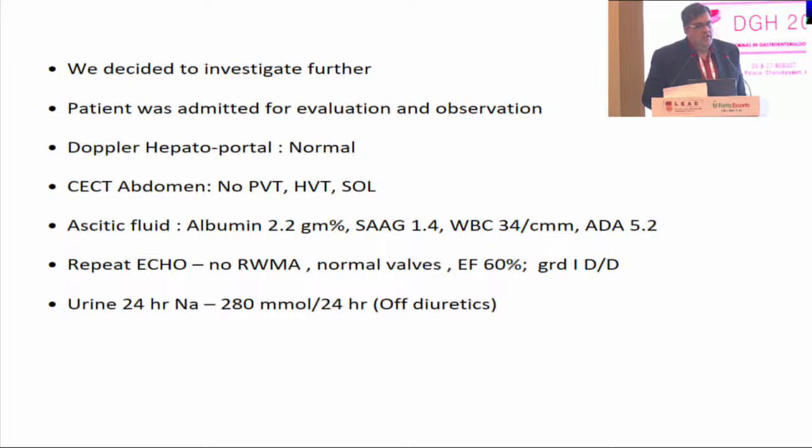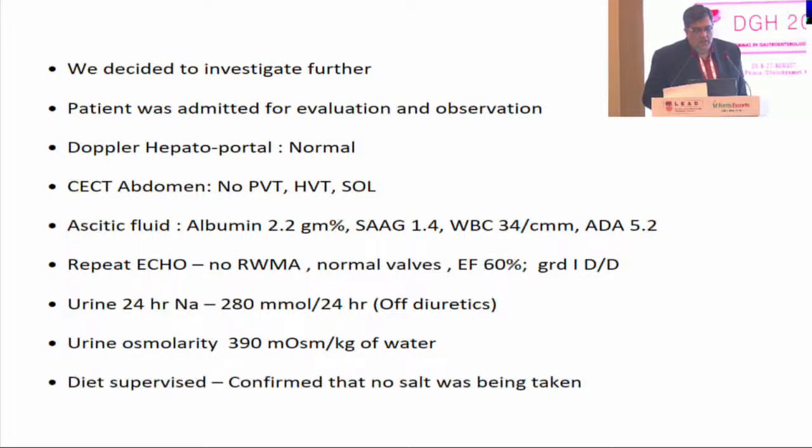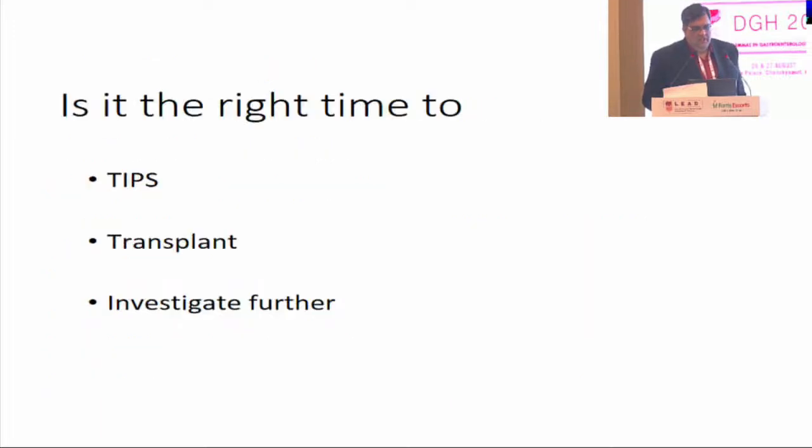Somebody who has got tense ascites, high urinary sodium. The urine osmolality was 390 milliosmoles. And it was a supervised diet, which confirmed that no salt was being given. So we're really flummoxed at this stage, just like all of us are. It was a complete bouncer for us.